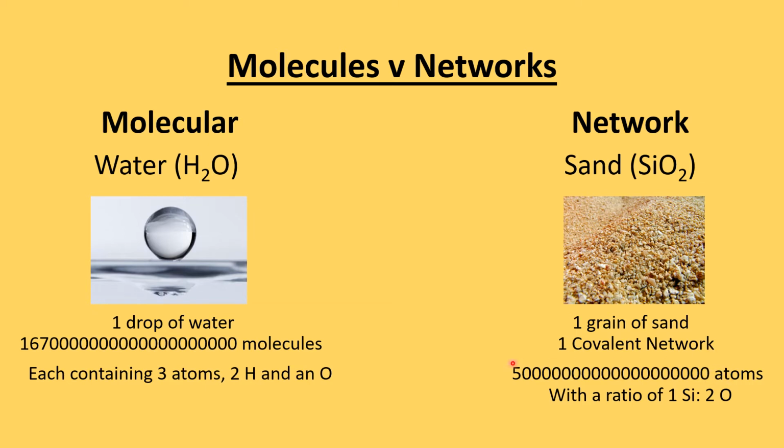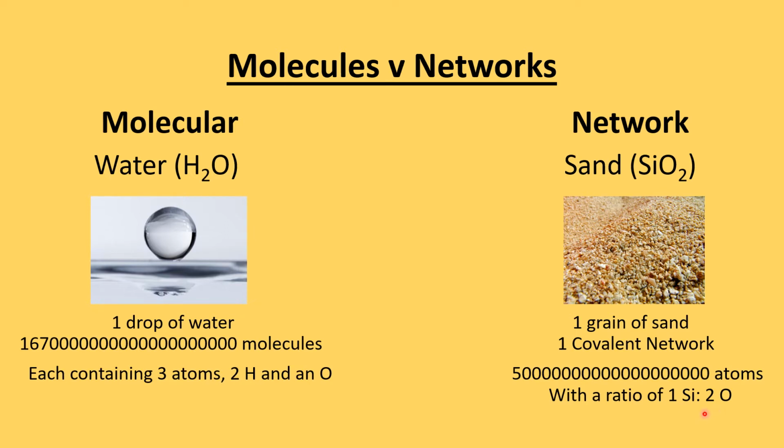So it contains this many atoms, but what the chemical formula tells us, because there are no molecules, doesn't tell us what's in the molecule. And we know that 1 grain of sand doesn't contain 1 silicon and 2 oxygens, because it contains this many in total. What this chemical formula tells us is just the ratio. It tells us that for every 1 silicon, there are 2 oxygens.